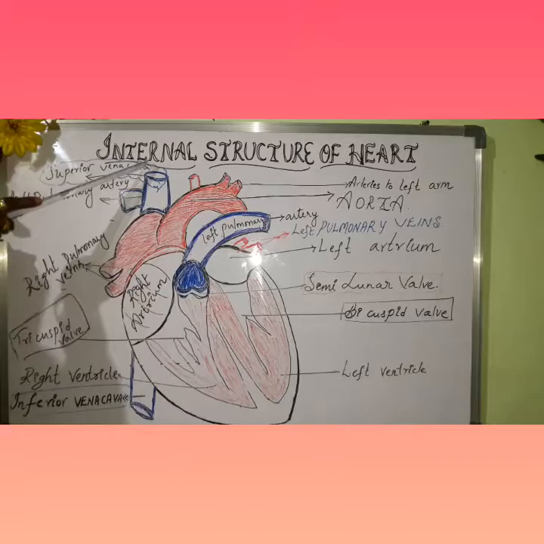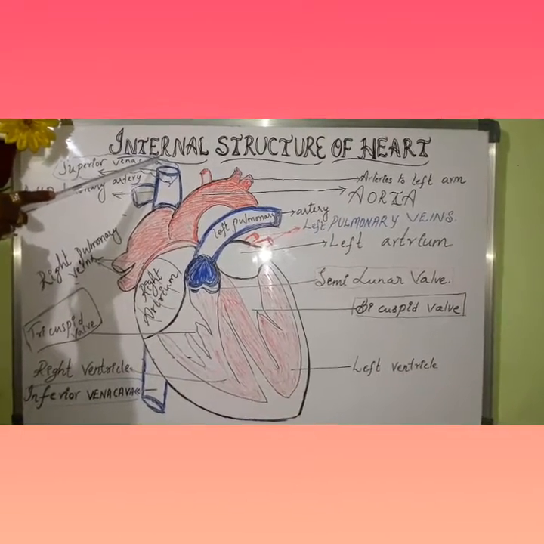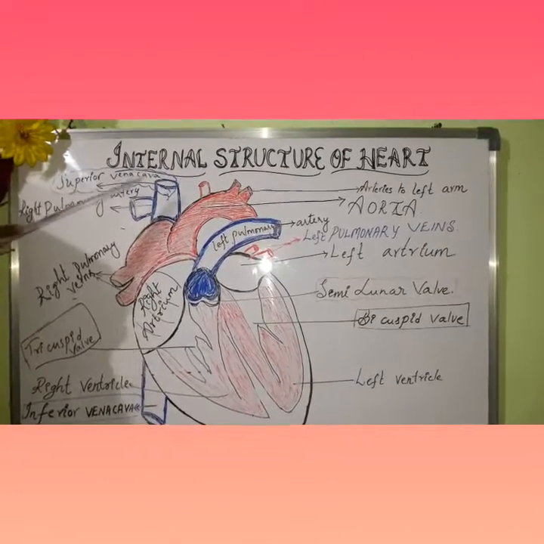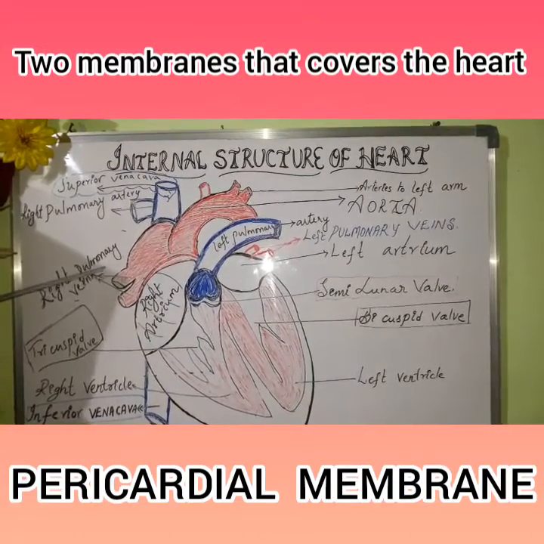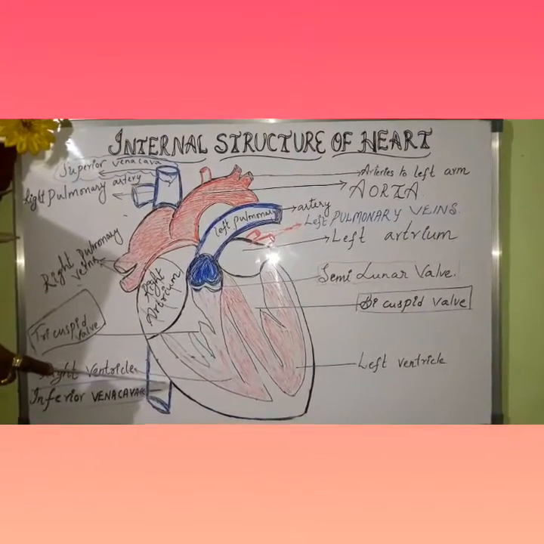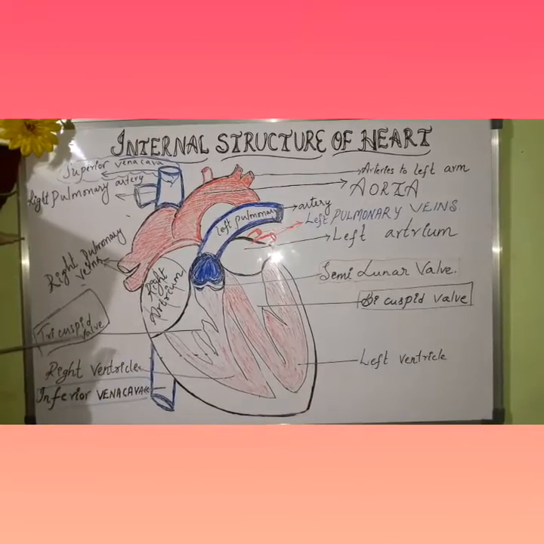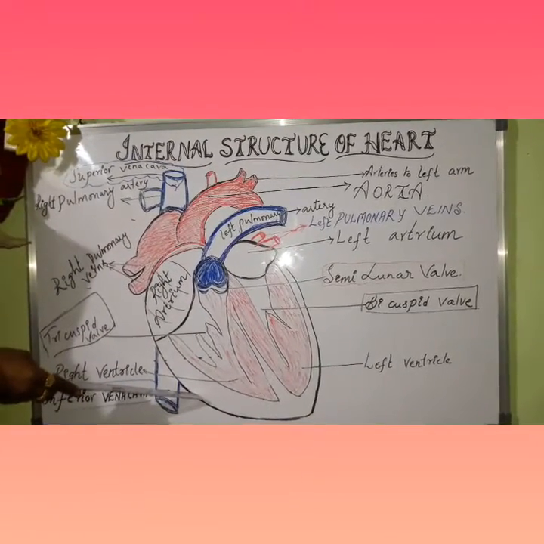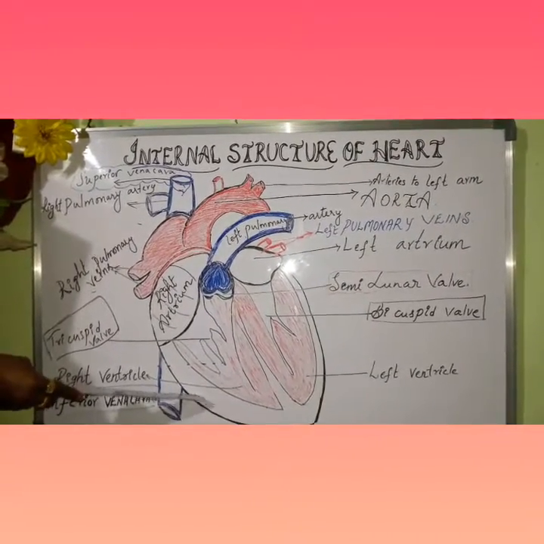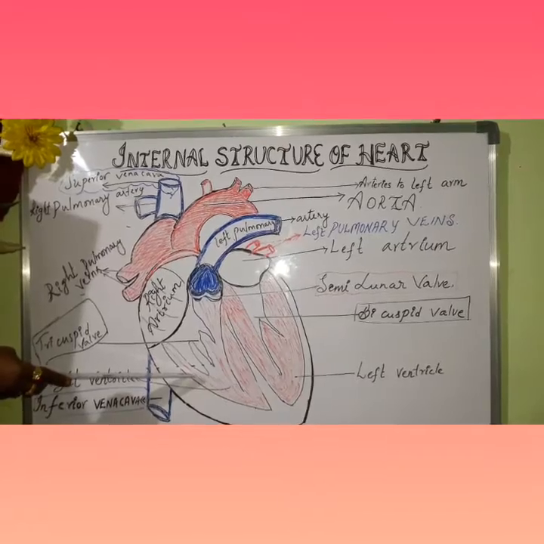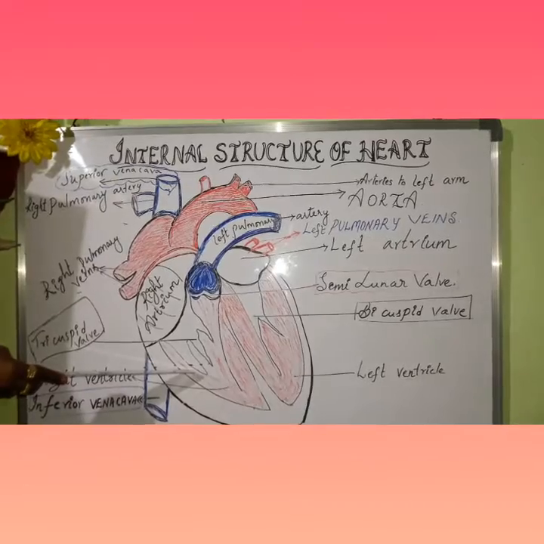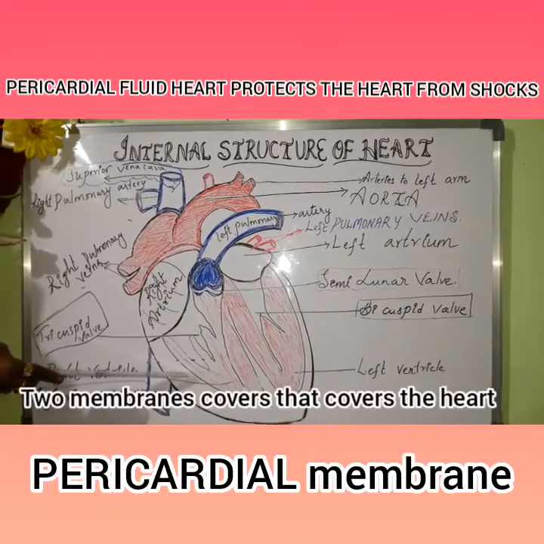Hi students, today let's learn about the parts of the heart. The heart is a pear-shaped structure, triangular in outline, wider at the anterior end and narrow at the posterior end. The heart is covered by two layers of membranes called pericardial membranes. The space between the two layers is filled with pericardial fluid, which protects the heart from shocks.